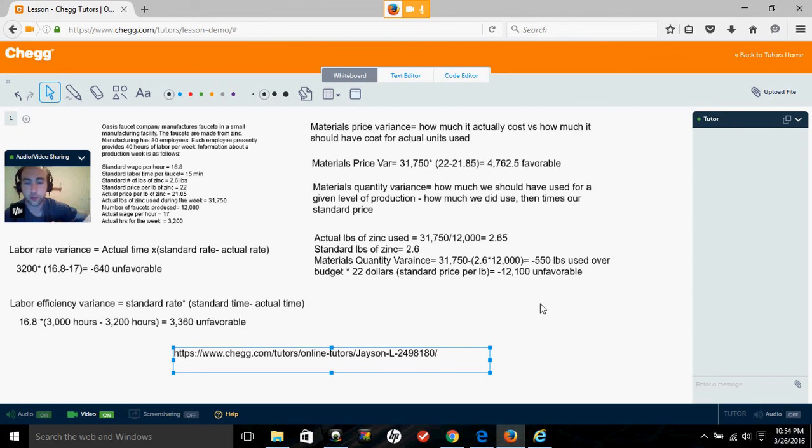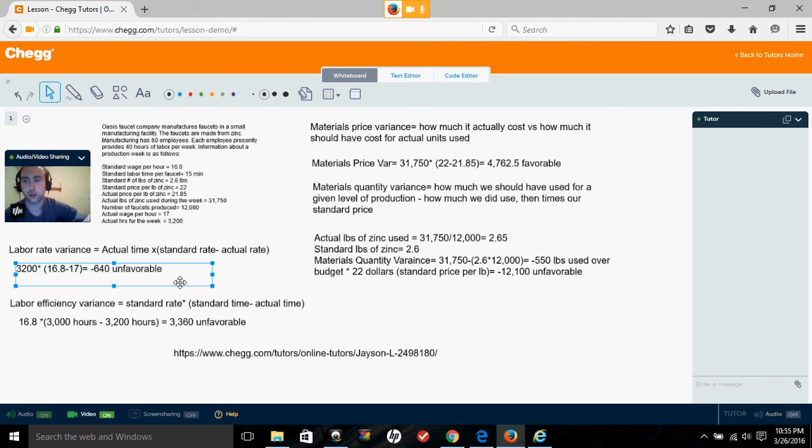Next would be the direct labor variances, which is a similar concept. We first want to find our rate variance. This is basically how much we thought we would be paying per labor hour versus how much we did pay times the amount of labor hours we actually worked. So here we have 16.8 minus 17 times our 3,200 actual hours for the week. That gives us negative 640. So we paid more money for labor than we thought we would.